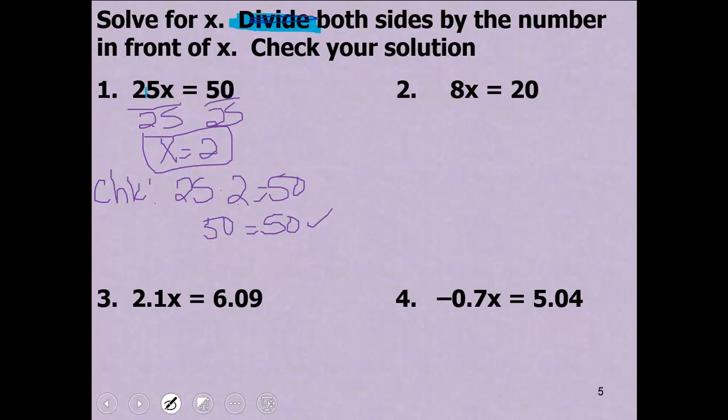All right, welcome back. I'm going to divide both sides by 8. And I get x is equal to 20 over 8. I'm going to reduce top and bottom by 4. And I get 5 over 2. Now I'm going to check it.